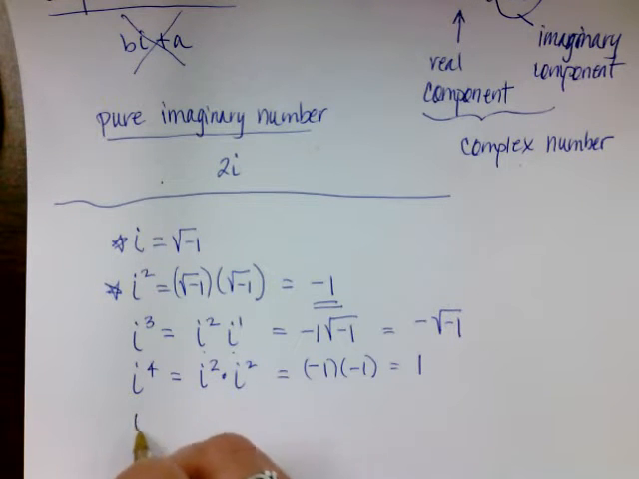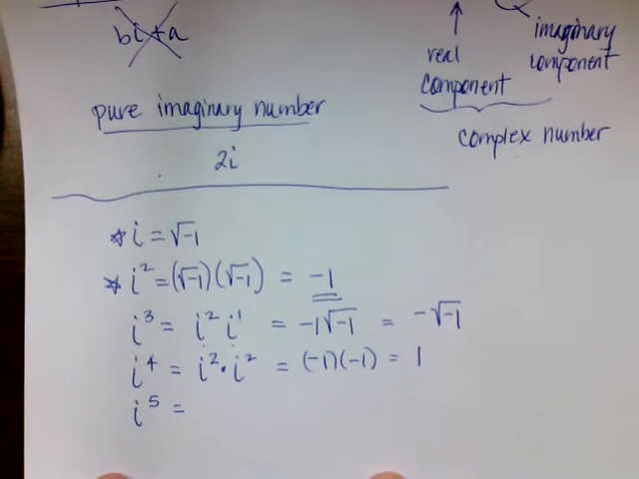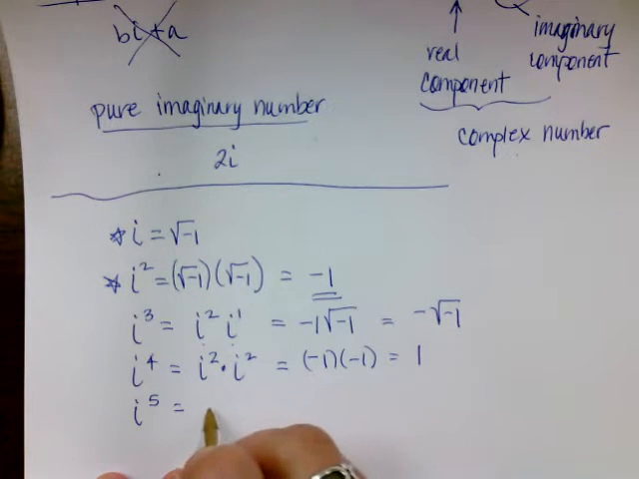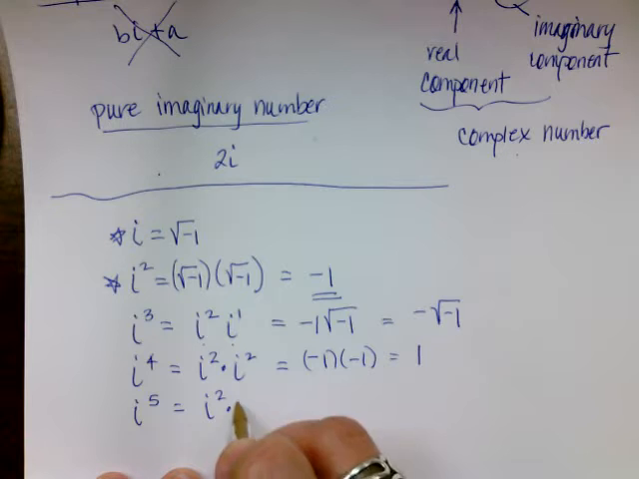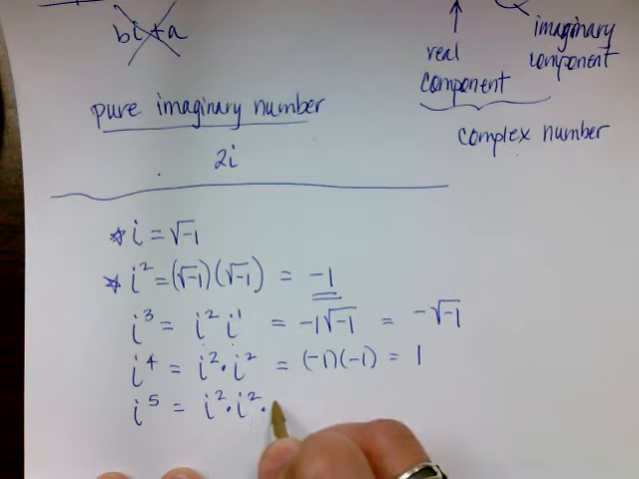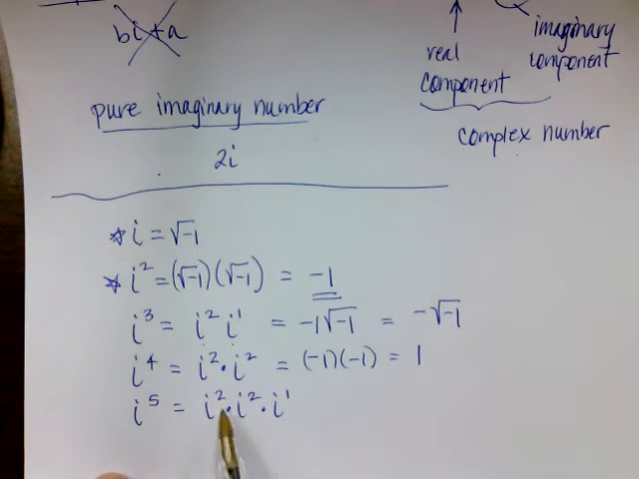We're almost done. We'll do one more. So then if I do i to the fifth, I'm going to write it a couple of different ways, but I'm going to write it this way. I could do an i squared times an i squared times an i to the 1, because if the bases are the same, I add the exponents at the top. So there's 2, 4, 5.